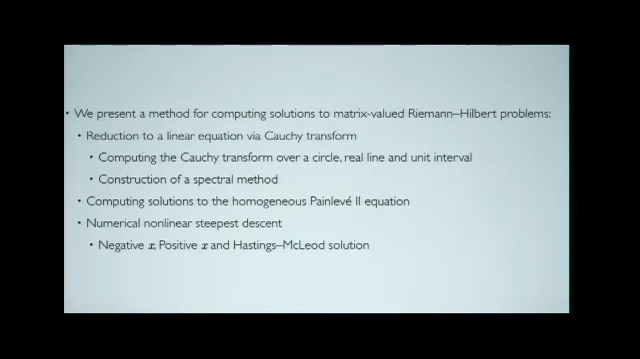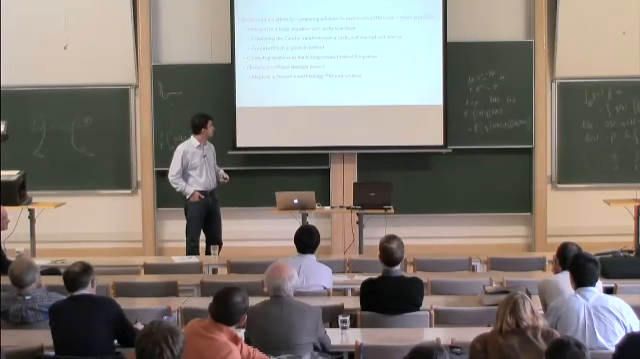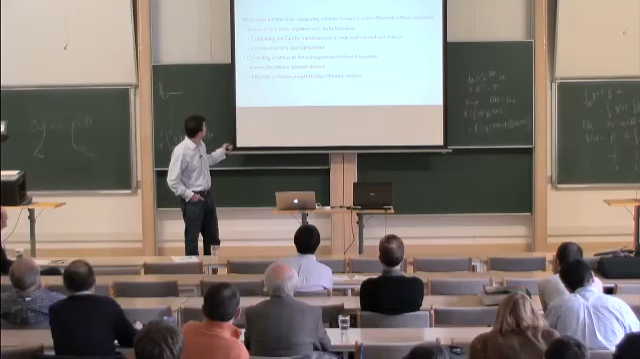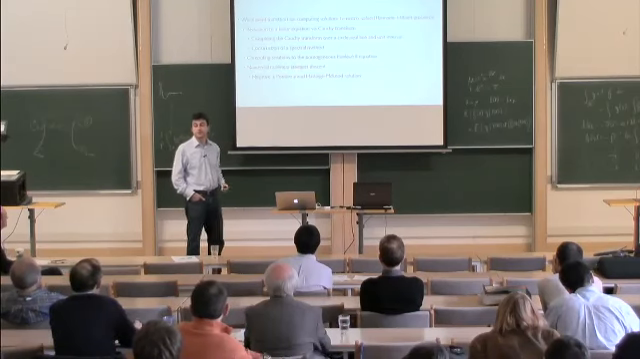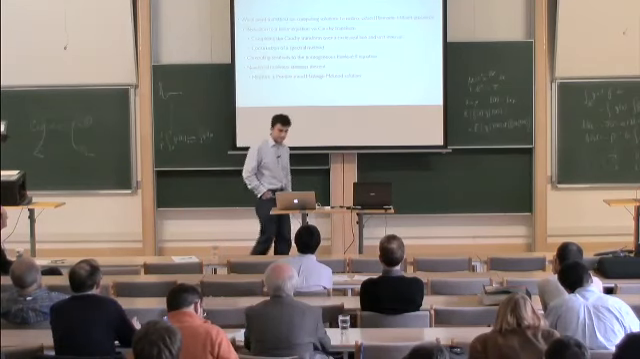Okay. So then using the computation of a Cauchy transform, we can then construct a spectral method which will enable us to solve the Riemann-Hilbert problem. All right, and then I'll apply it to computing solutions to Painlevé II. And then this can be extended for large values of x, so in the asymptotic regime, but converging to machine precision and accuracy using the method of nonlinear steepest descent.